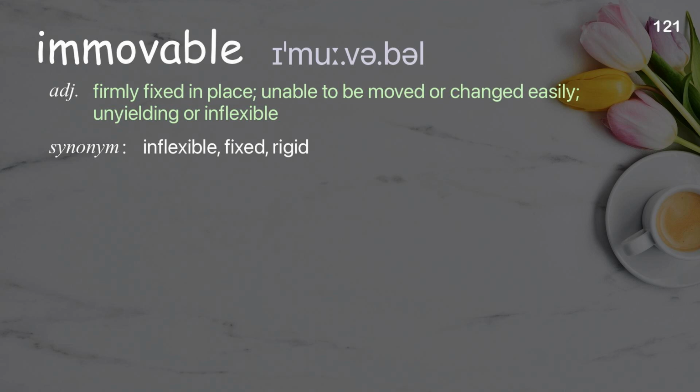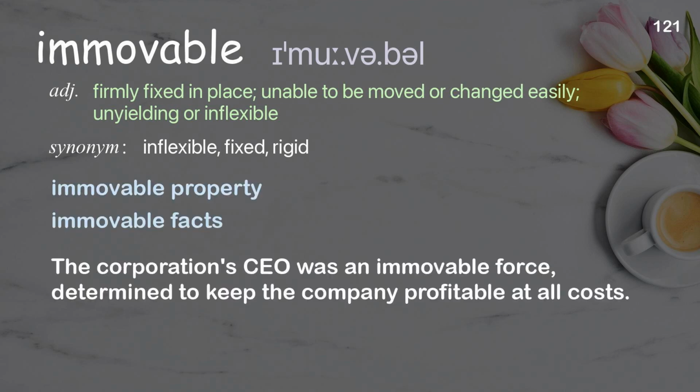Immovable. Firmly fixed in place, unable to be moved or changed easily, unyielding or inflexible. Examples: Immovable property, immovable facts. The corporation's CEO was an immovable force, determined to keep the company profitable at all costs.